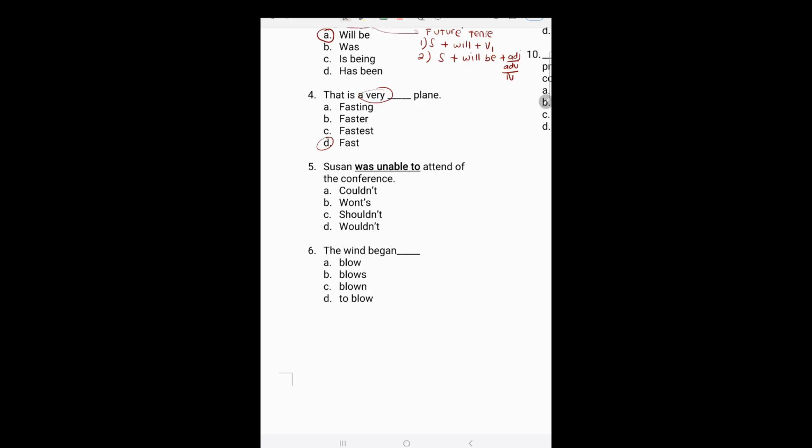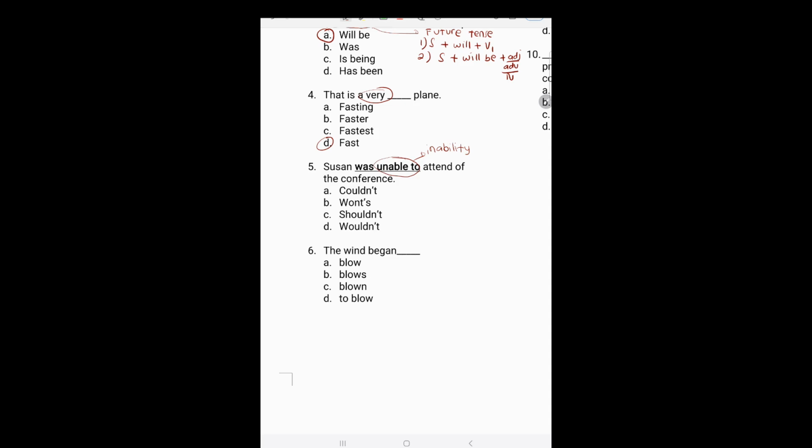Number 5. Susan was unable to attend the conference. Susan tidak bisa menghadiri konferensi. Unable. Okay, unable indicates inability, atau tidak bisa, ketidakmampuan.